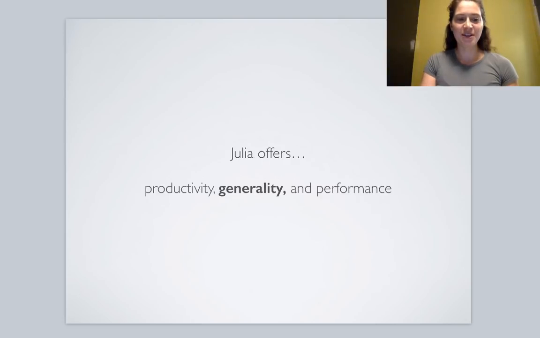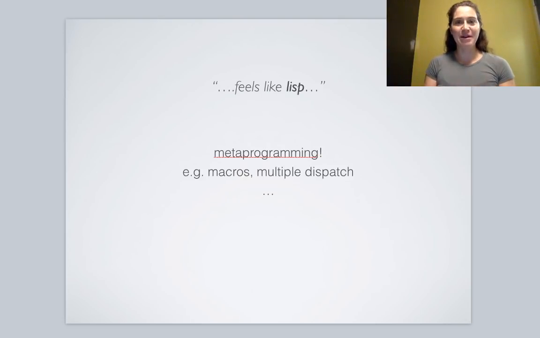So we can talk about generality by comparing Julia to a Lisp, or how working in Julia might feel like working in a Lisp. So Julia is a dynamic language, it's homoiconic, it offers metaprogramming facilities, so you can program with macros, for example. And the design paradigm of Julia is multiple dispatch, and we'll also talk about that during the tutorial to give you a feel for what multiple dispatch is and why Julia is fast.